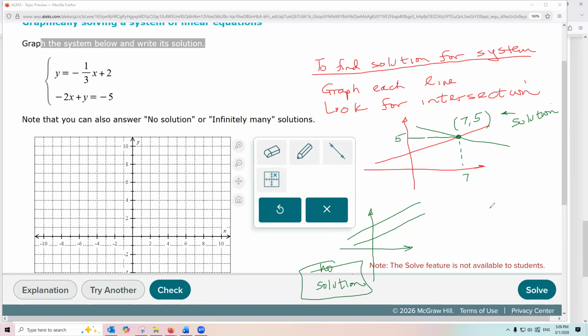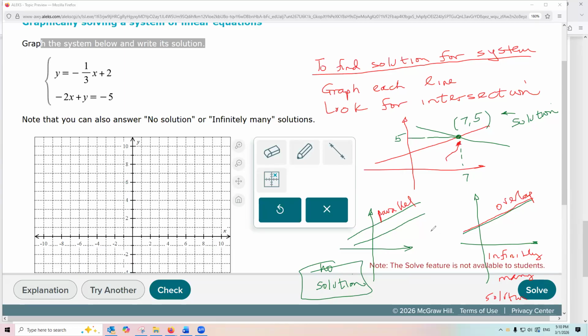One other scenario, what if you graph the two lines and they happen to sit on top of one another? Let me make one line green, one line red. I'm trying to draw these. Imagine they're sitting right on top of each other. If that happens, there are going to be infinitely many solutions. So these are the three outcomes. The lines could either intersect at one point, or be parallel lines, or be overlapping lines.